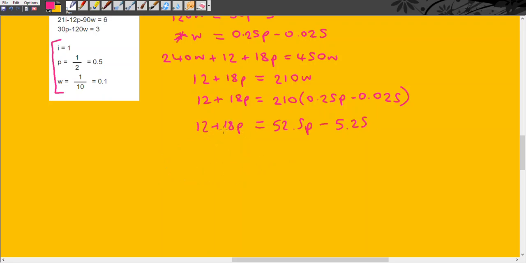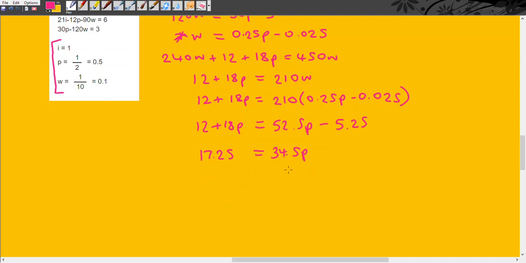So then after this we can do two things. We can add on 5.25 to this side, so 17.25, and we can minus 18p off both sides. So 52.5 minus 18, 34.5. So now we've got the total, 17.25 is equal to 34.5 pigs.